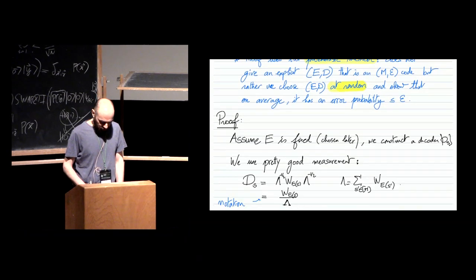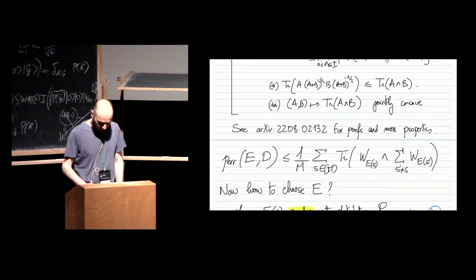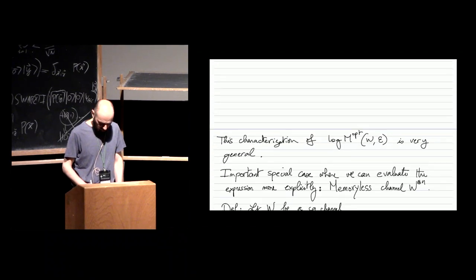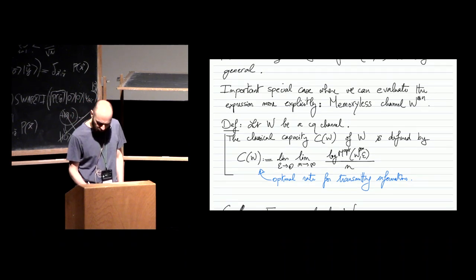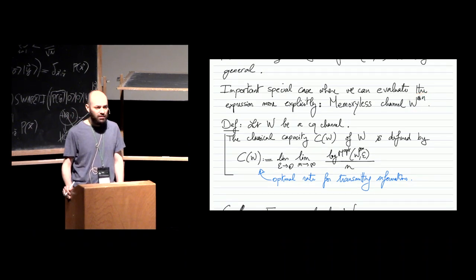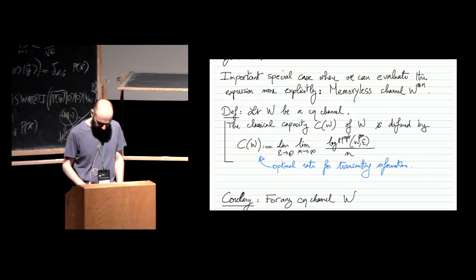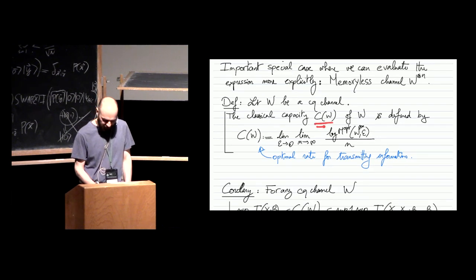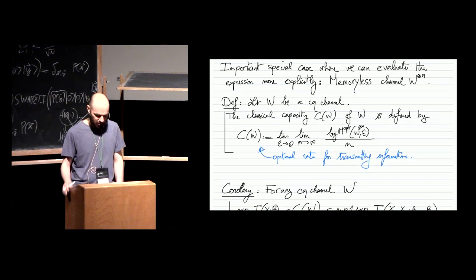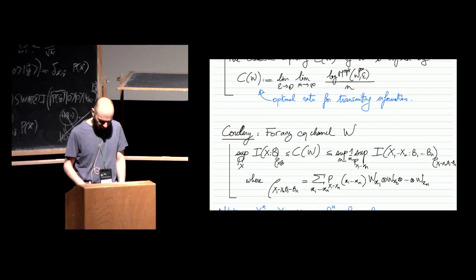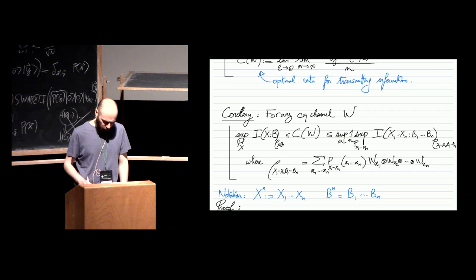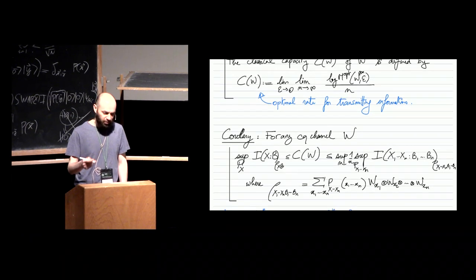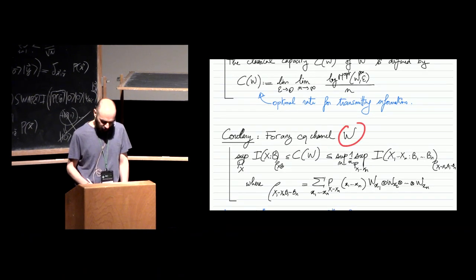And so what I would like to do now is consider the interesting setting where I have n independent copies of a channel. For that we define the capacity, which you worked with yesterday in the exercise session. And so let's see how we can apply this general theorem to the setting where I have an IID channel, independent copies of a channel.